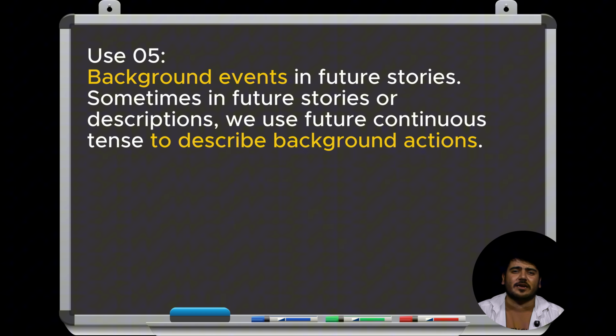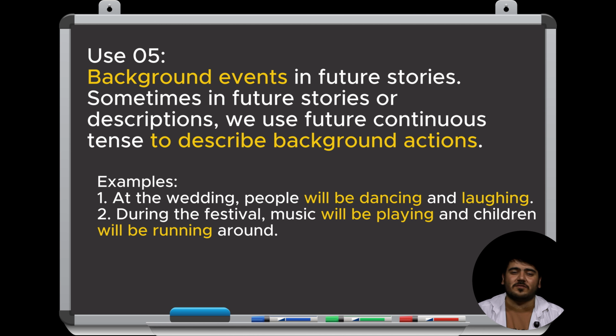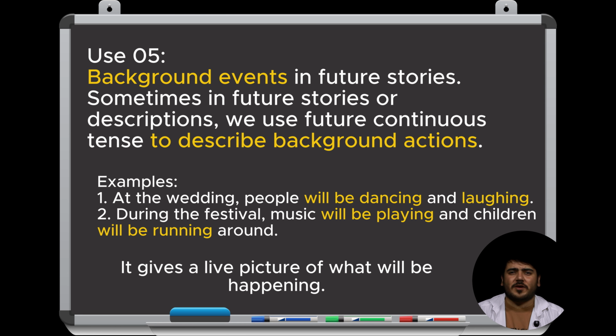Use 5: background events in future stories. Sometimes in future stories or descriptions, we use future continuous for background actions. Examples: At the wedding, people will be dancing and laughing. Or during the festival, music will be playing and children will be running around. It gives a live picture of what will be happening.